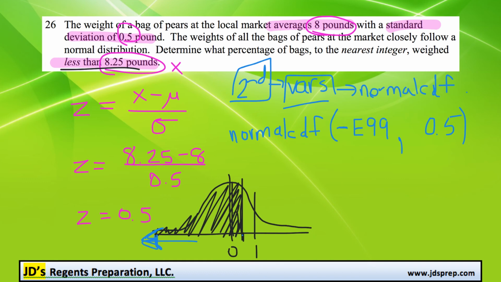If you're not sure where to find that capital E, you should press the second button and then the comma button, and it should appear there. After you've done that, you type in comma 0.5, close your brackets and press enter, and you'll get your answer: 69%, if we're rounding to the nearest integer, like they asked.